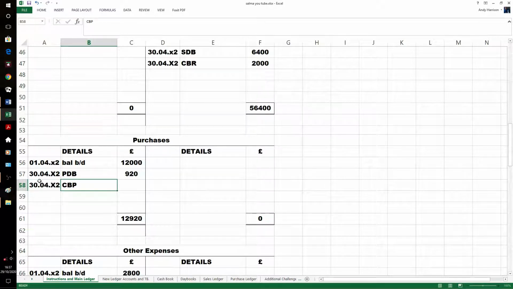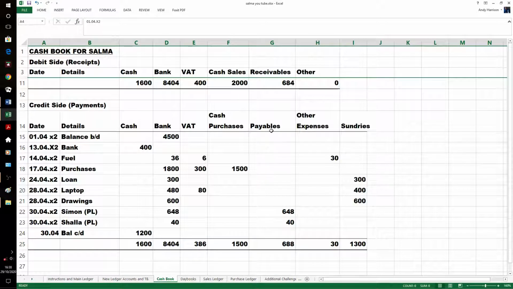Payments. So still debit purchases, whether it's paid cash or whether it's on credit. Next columns are payables. So we may, of course, in the real world be paying hundreds of suppliers during the course of a month. So we just post a total, the 688, into our control account.